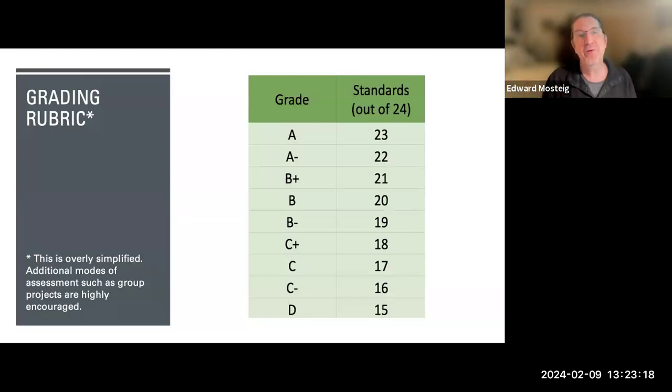Here's a real simplified grading rubric. You can just say how many standards did they pass by the end of the semester. One thing I really like is oftentimes my finals are just whatever standards they haven't passed so far. It takes a little bit of timing. My grading rubric really isn't quite this simple. I have projects and things like that.